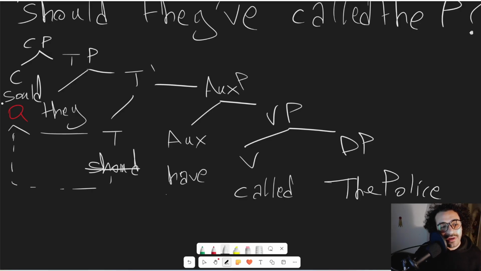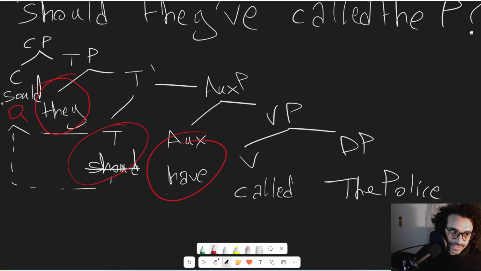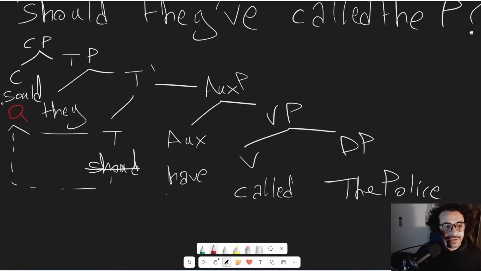Now why can we not cliticize they with have? If you want cliticization to happen, you will need to have no intervening element. So between the they and the have, there should be nothing. Had it been the case that there is nothing, then they could cliticize onto each other. But in this case, there is something, and that thing in the middle is the deleted copy of should. So should blocks cliticization in this case, and the only proper way to utter the sentence is "should they have called the police."